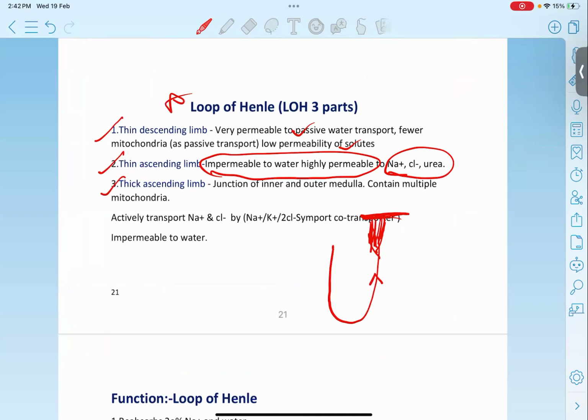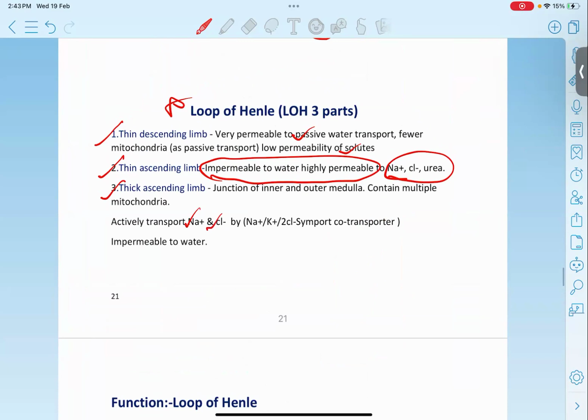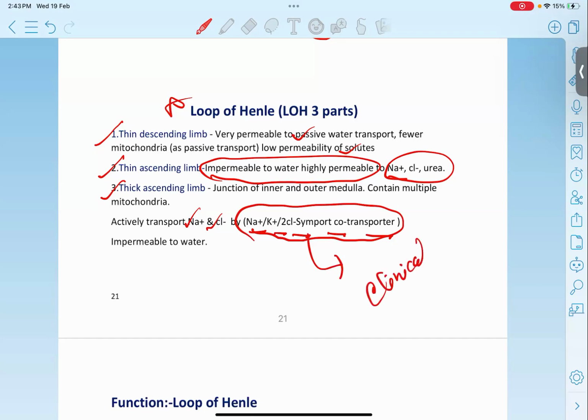Since we have multiple mitochondria here, that means there is a possibility for active transport. So in the thick ascending limb, there is active transport of sodium chloride by the sodium potassium 2 chloride symporter, or co-transporter. This is very, very, very important, guys. I cannot emphasize enough. Why is that? Because of a clinical importance, because of a clinical correlate. The clinical correlate is, we all have heard of the name of loop diuretics.